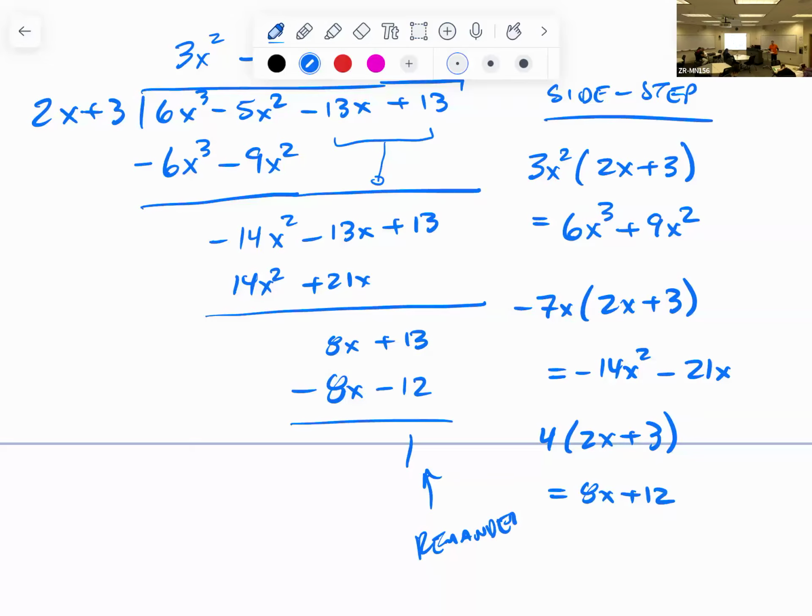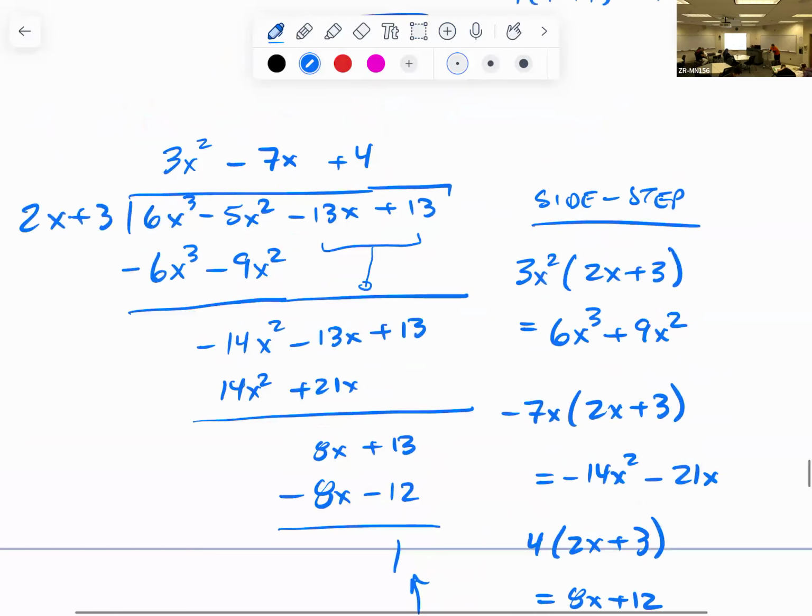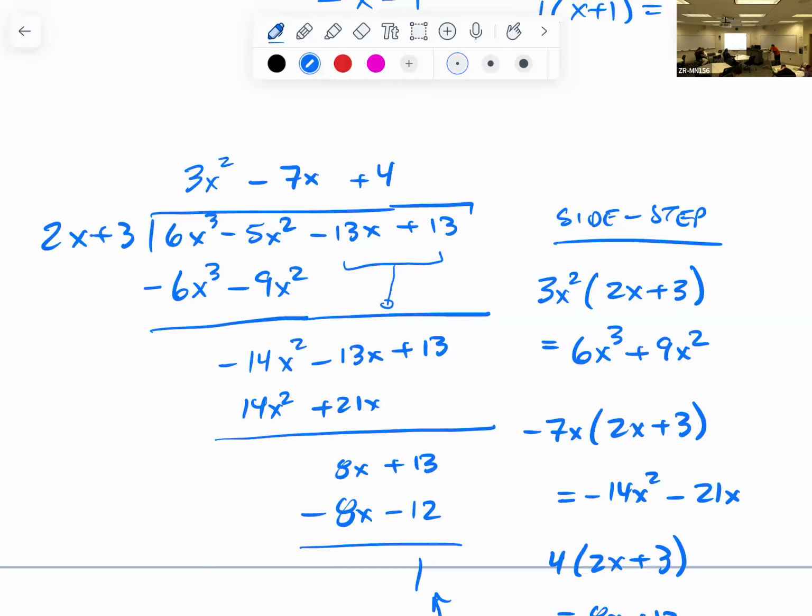Now again, we don't just call this the remainder. This is what I was talking about with the fraction. It'll be 1/2. That's exactly what it is. 1/2x plus 3. All right, you end up with a fraction.